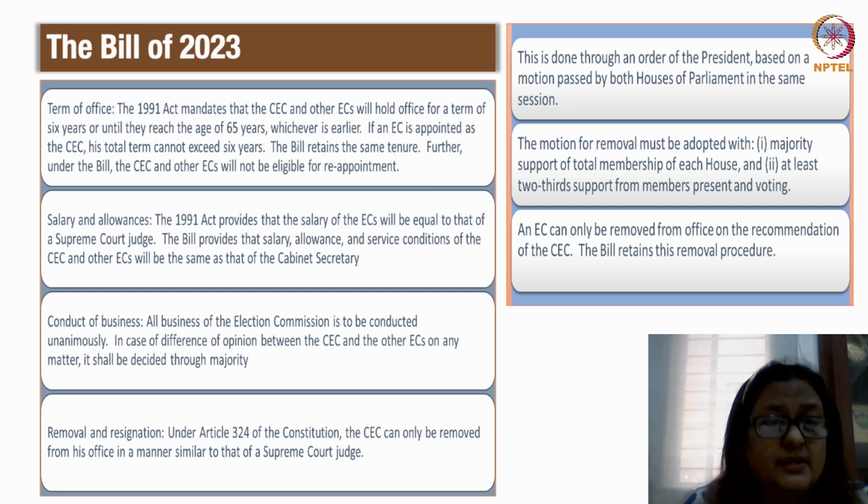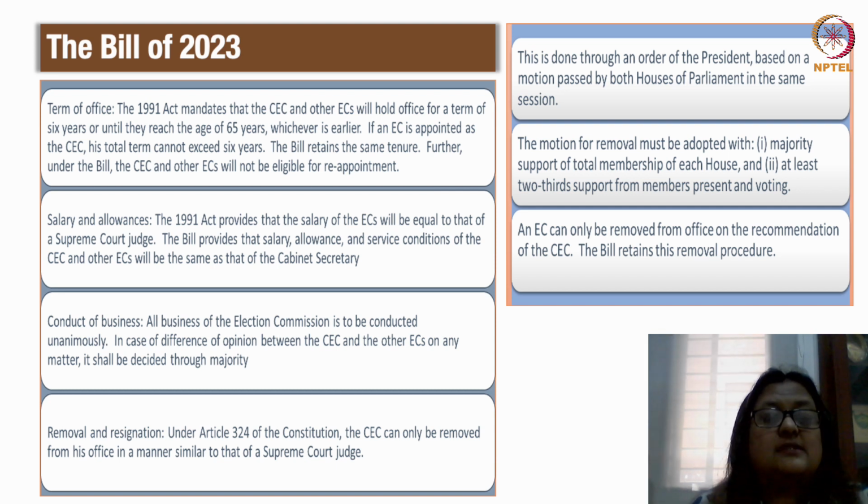Now, under the conduct of business, all business of the Election Commission is to be conducted unanimously. In case of any difference of opinion between the CEC and the other election commissioners, it shall be decided through the majority. Because there is a 3-member committee, one chief election commissioner and 2 other election commissioners, the conduct of business shall be held unanimously based on consensus, and in case of differences of opinion, the decision shall be made through the majority.